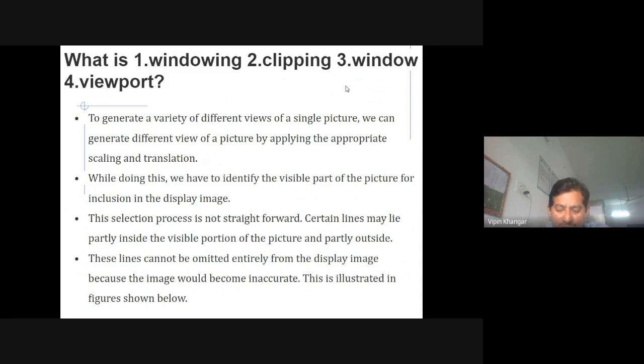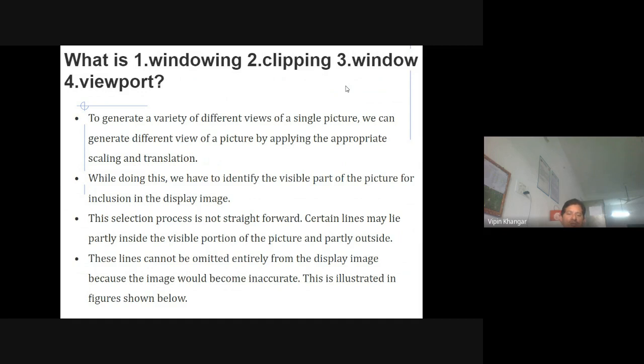Before we start, we know that we have this world coordinate system, the natural coordinate system, and the viewport on the screen. So this is just a concept. What is windowing, clipping, window and viewport? What are the terminologies that we're going to see today? First is windowing and clipping as the topic itself describes, and then what do you mean by the window and what do you mean by the viewport?